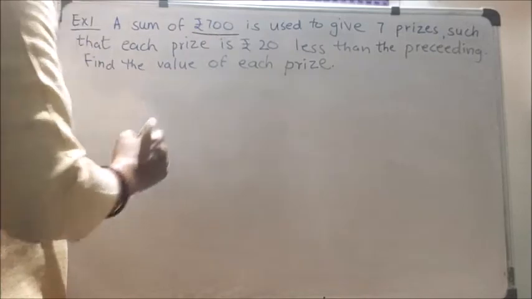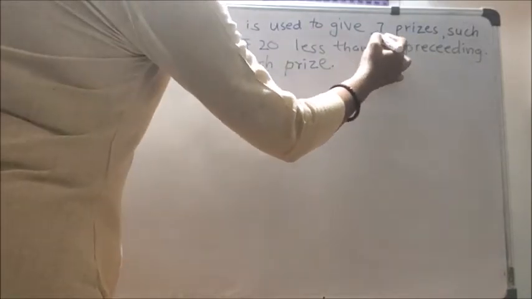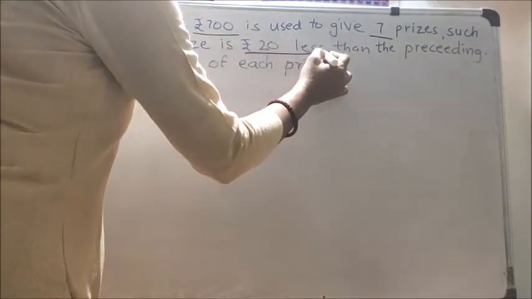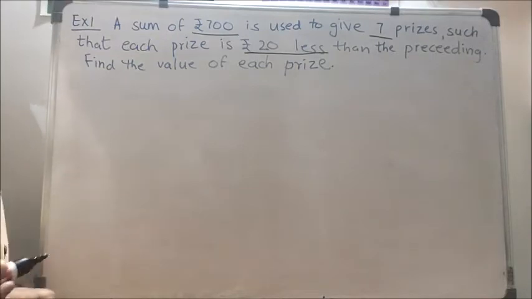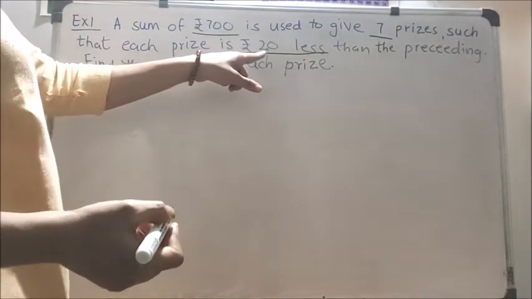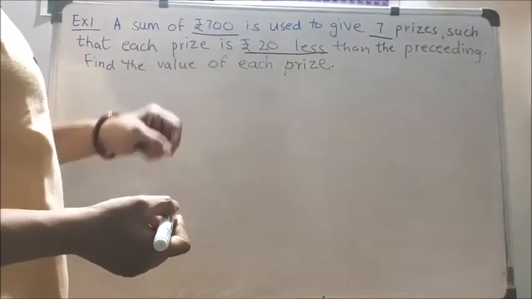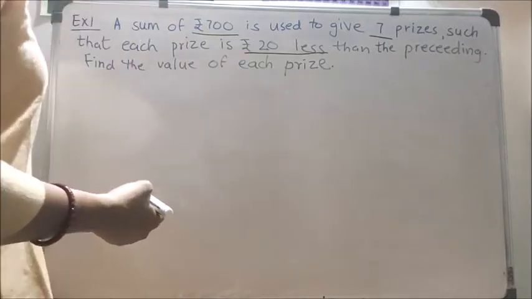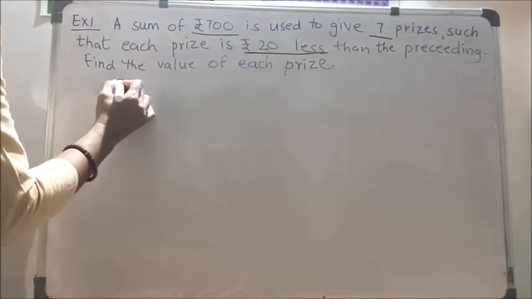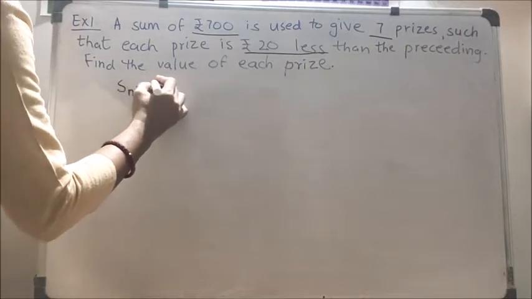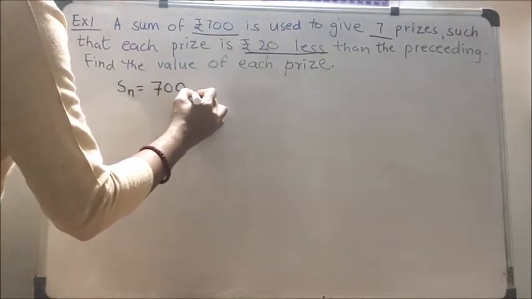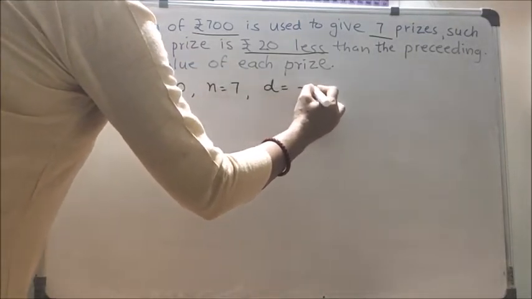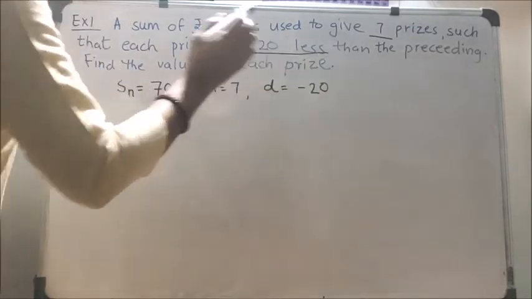That means this is the Sn. Number of prizes 7, that means this is the value of n. And each is rupees 20 less than the preceding, that means this is the value of D. So you know D, you know n, and you know Sn. You are supposed to find the value of each prize. So let's first write the things that are given. Sn is 700, n is 7, and D is minus 20. Remember minus 20 because rupees 20 less.